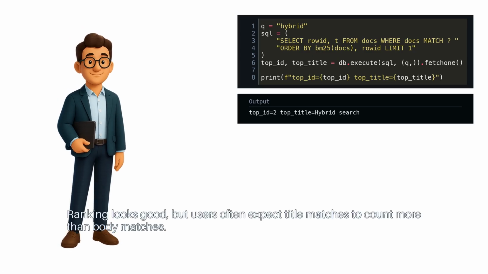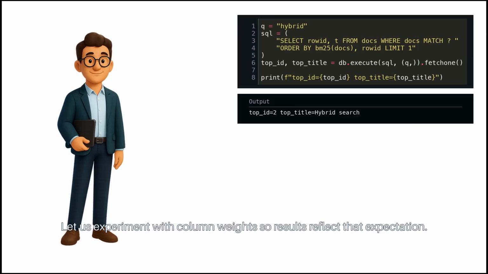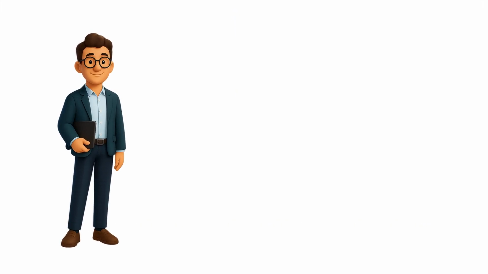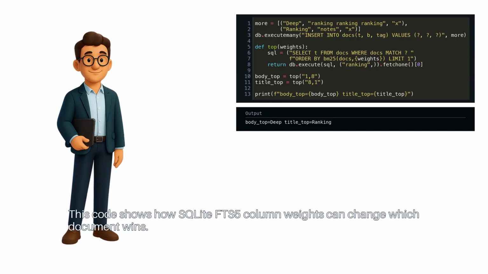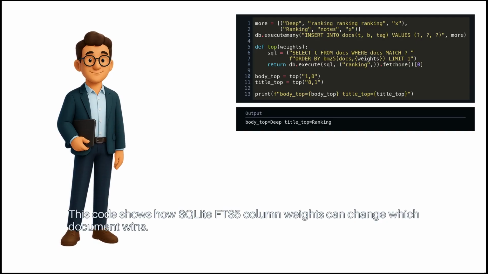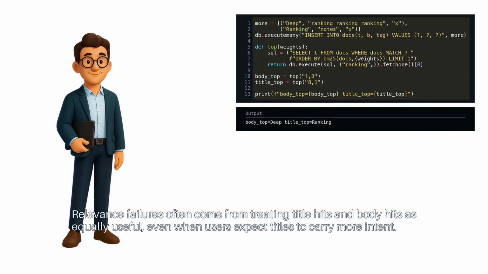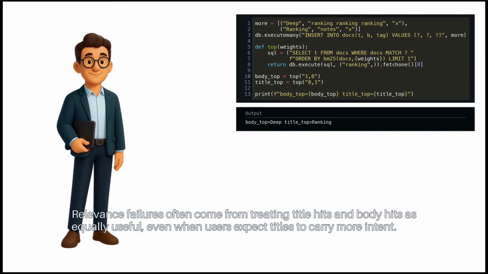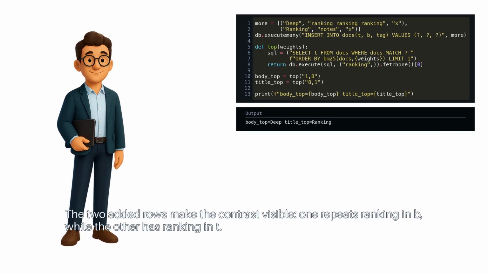Ranking looks good, but users often expect title matches to count more than body matches. Let us experiment with column weights so results reflect that expectation. This code shows how SQLite FTS5 column weights can change which document wins. Relevance failures often come from treating title hits and body hits as equally useful, even when users expect titles to carry more intent. The 2 added rows make the contrast visible.